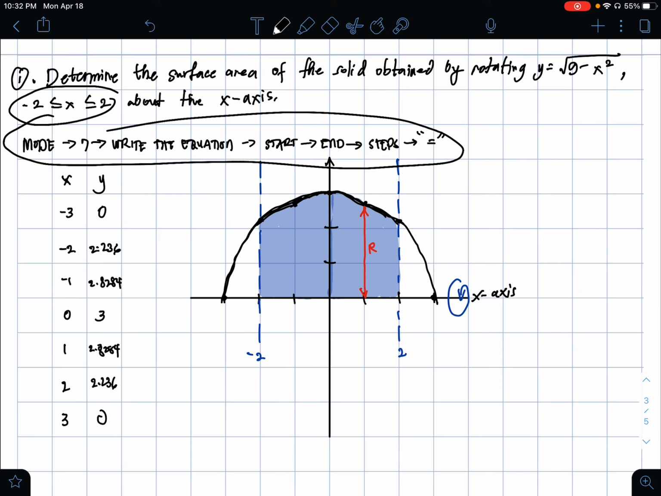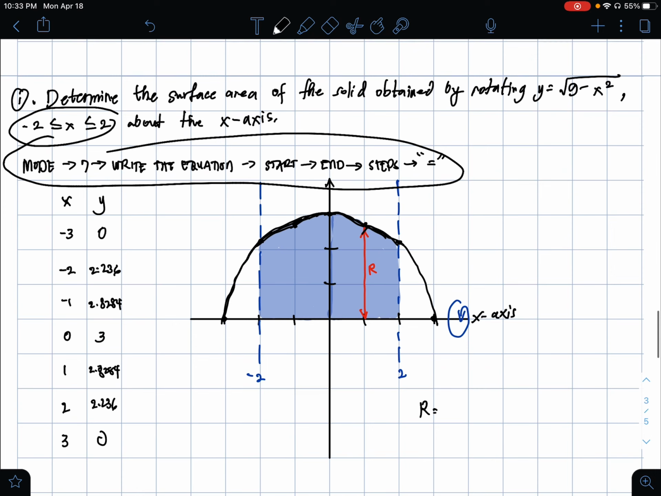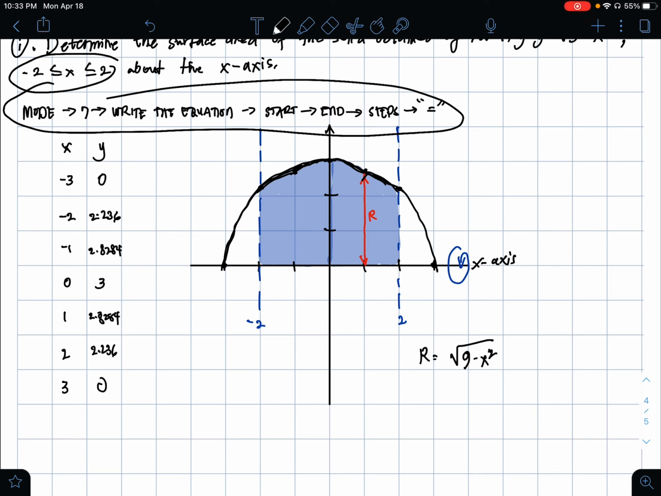So how are we going to find this surface area given this graph? This is our radius, because when we rotate this, the whole of this is the circumference, and half of the circumference is the radius. So our radius here is just equivalent to the square root of 9 minus x squared minus 0, or just equivalent to the square root of 9 minus x squared.